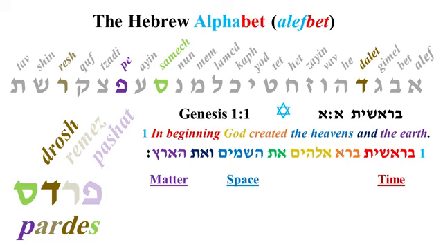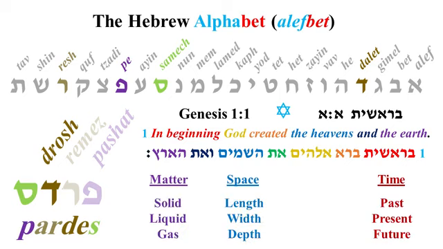And each of the 3 things is also a threeness. Time is past, present, and future. Space is length, width, and depth. Matter is solid, liquid, and gas. So you've got a triune God who shows up third, creates a trinity of trinities.